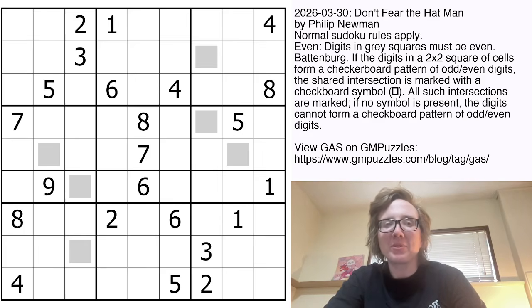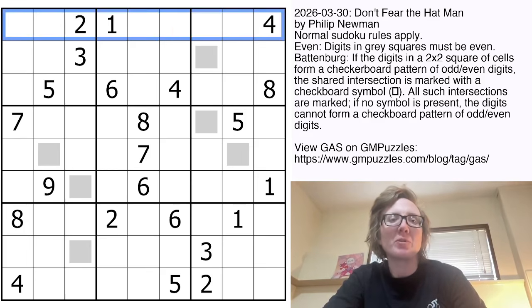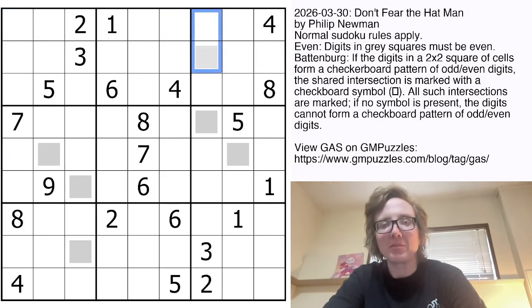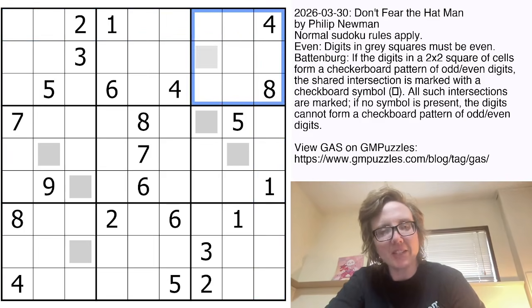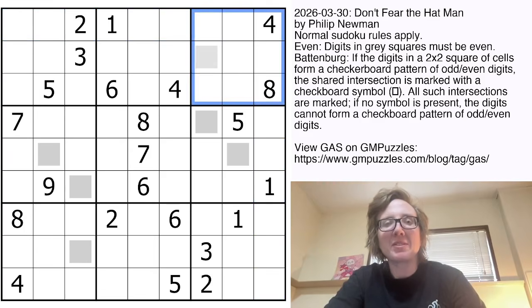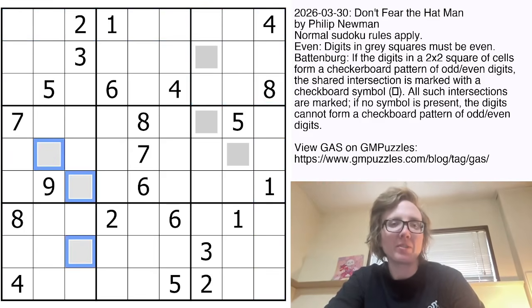We have normal Sudoku rules. That means we're placing the digits 1 through 9, once each in each row, each column, and each outline 3x3 region. And on top of that, we have some gray squares marked in the grid, and gray squares always have to contain even digits. Finally, this is technically a Battenburg Sudoku with a negative constraint.